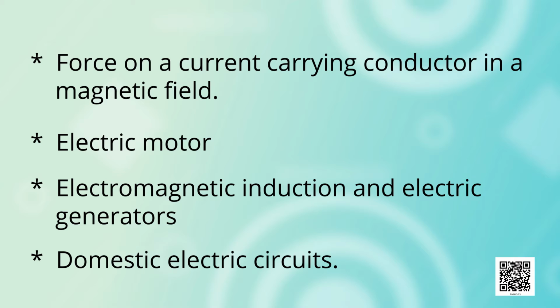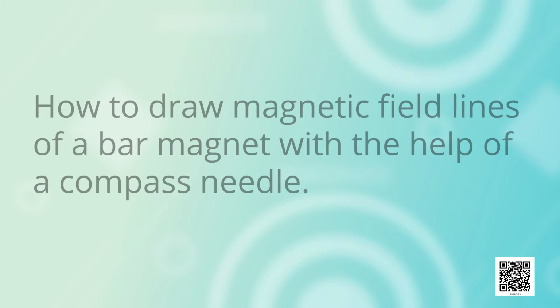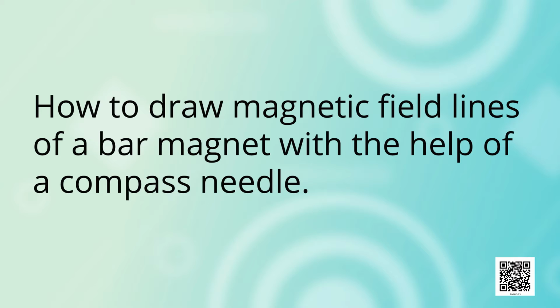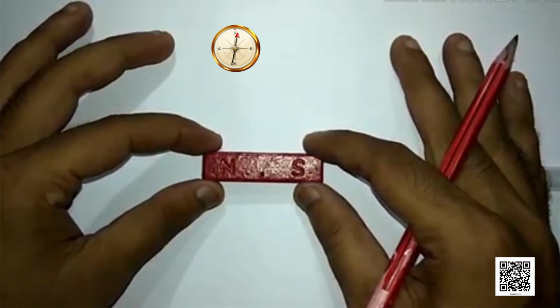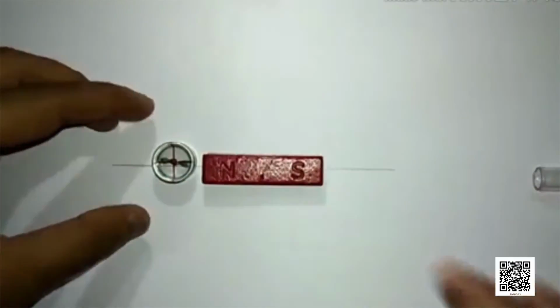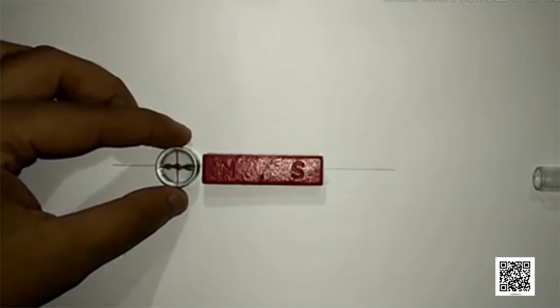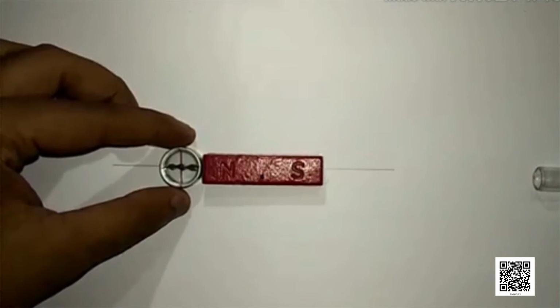Let us begin with our lesson and see how to draw magnetic field lines of a bar magnet with the help of a compass needle. For this, take a bar magnet and a compass needle. Place the magnet on a sheet of white paper which is fixed on a drawing board using some adhesive material. Now, mark the boundary of the magnet. Place the compass near the north pole of the magnet and observe how does it behave.